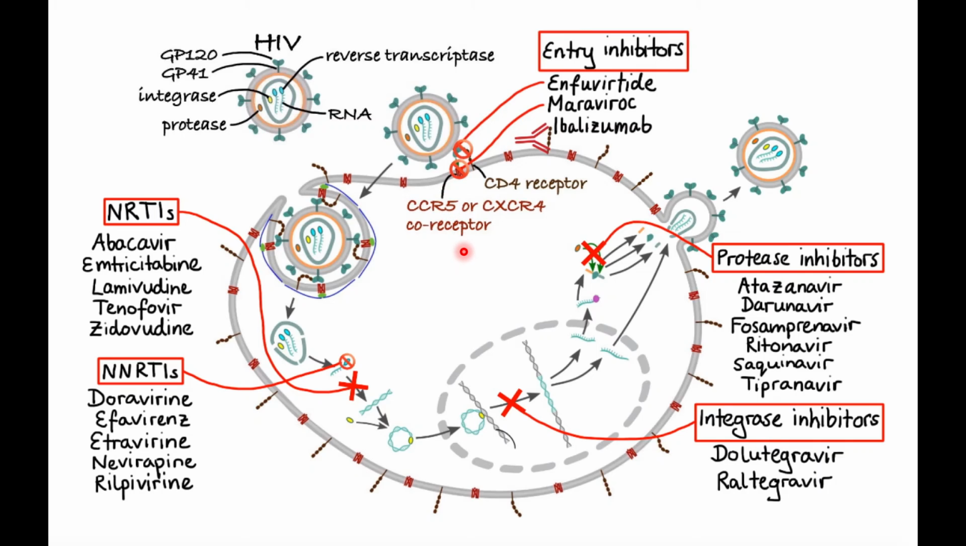thus inhibiting the entrance of the capsid to the cell and preventing the T lymphocyte integration. So these are the first step of the integration.